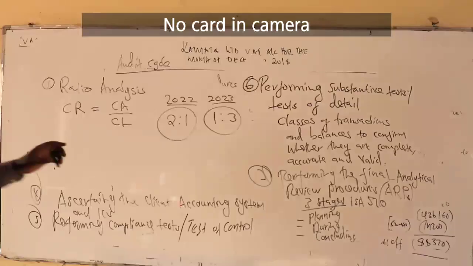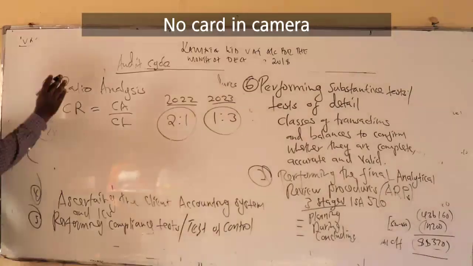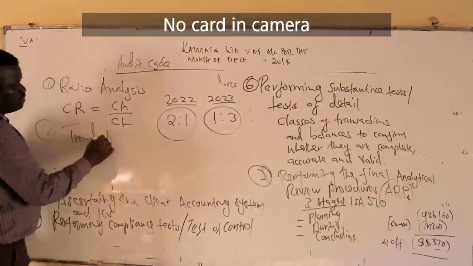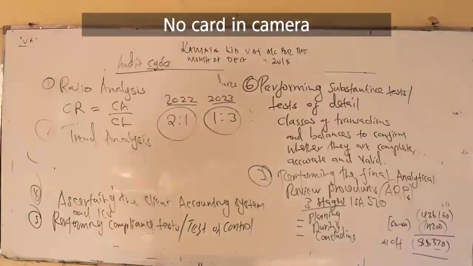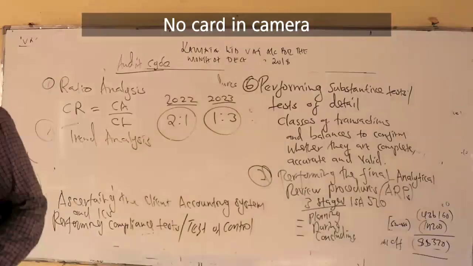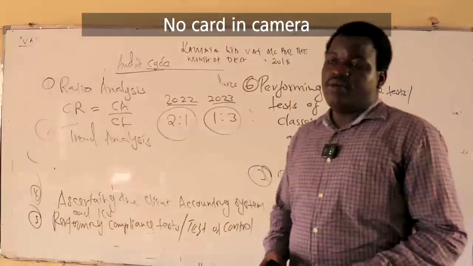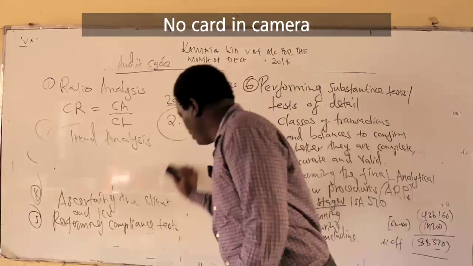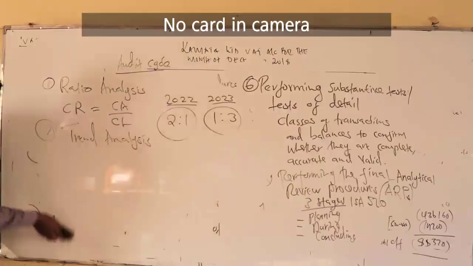The other way is trend analysis. Another example of the analytical review procedures is what we call the trend analysis. Trend analysis helps you to gauge whether the business is moving in a positive way or a negative way. It is best demonstrated using certain line graphs.